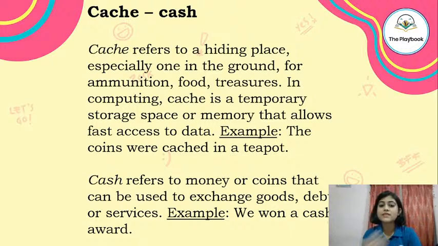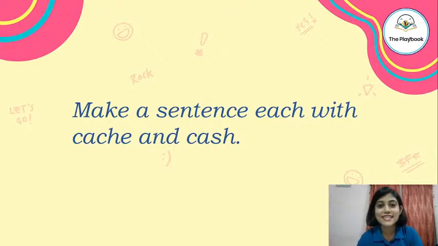Its usage is quite simple. It refers to money, legal tender, or coins that can be used to exchange goods. Legal tender means anything that you require to purchase something or to make a transaction. Alright, so cash and cache. Next, let's try making sentences with cash and cache.